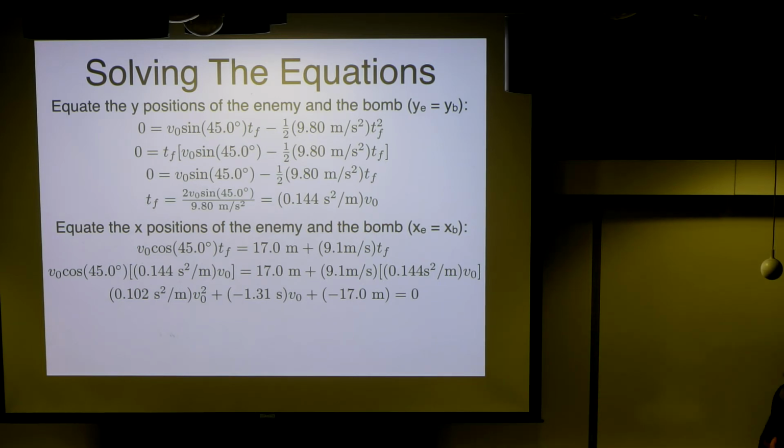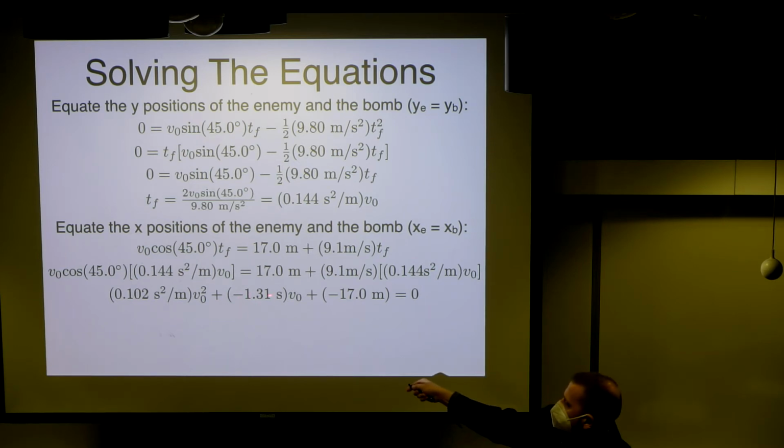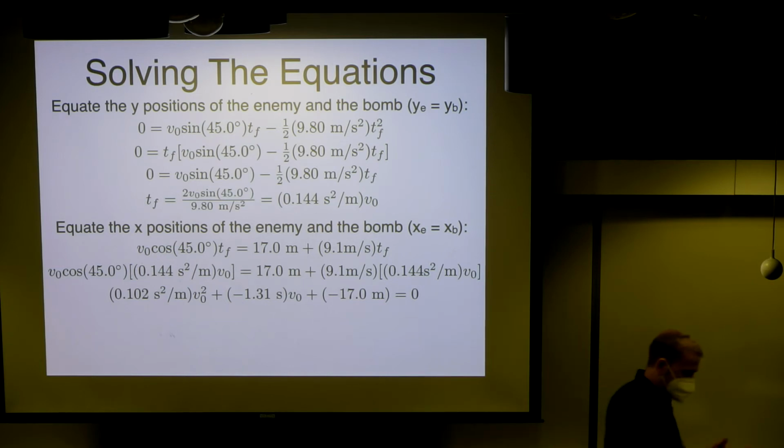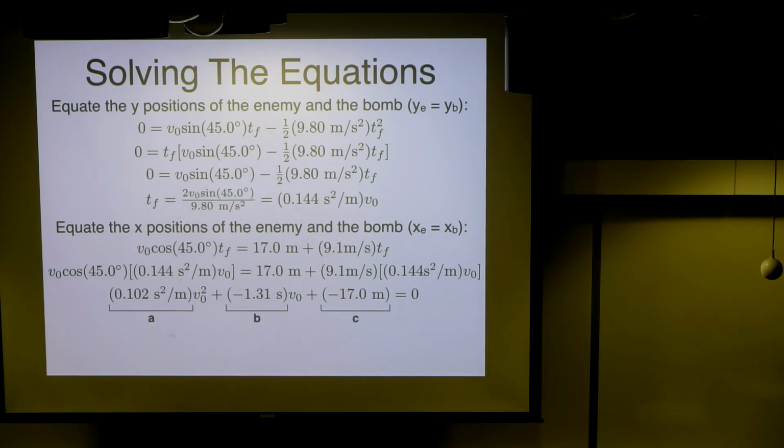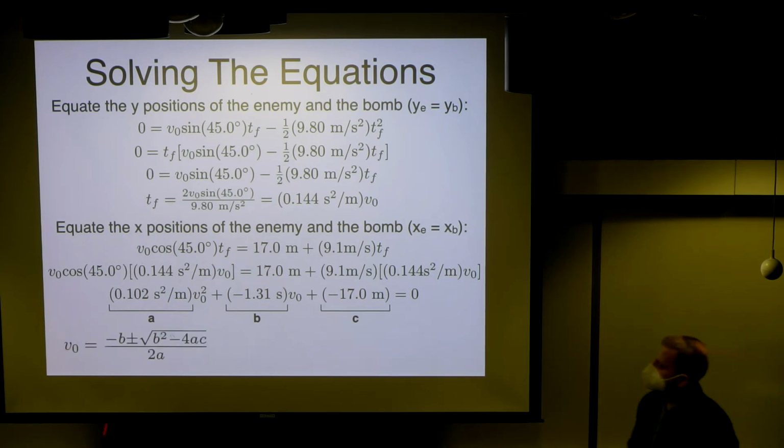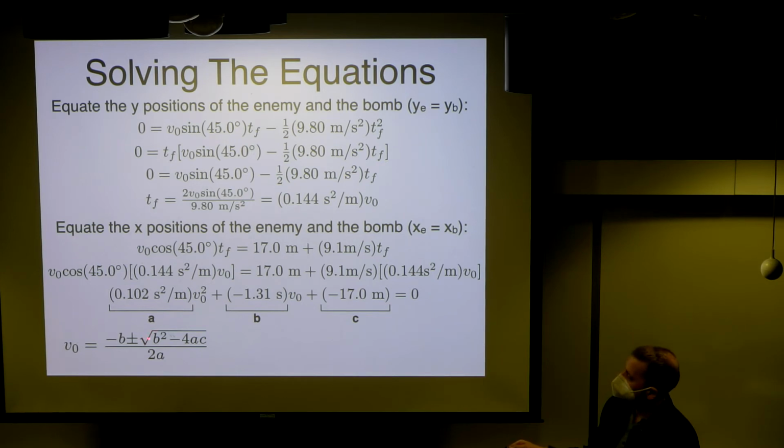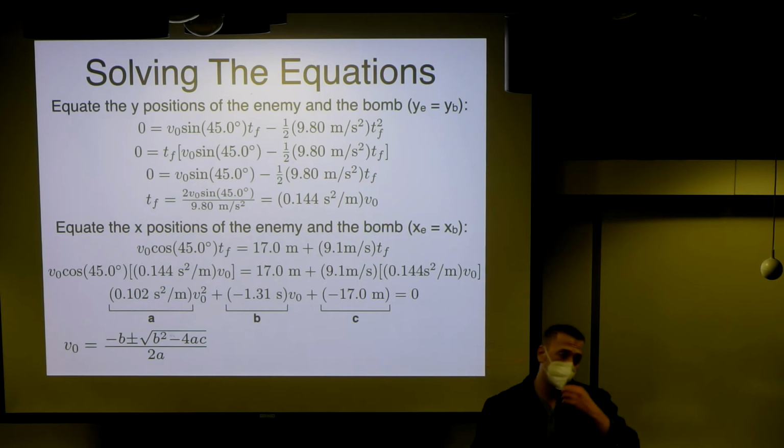So someone tell me, I have A, B, and C in the quadratic formula. Which term is A in this case? 0.102. That's the A term, right? Because it's multiplying V naught squared. What's the B term? Negative 1.31. This is my B term, and then this would be my C term, right? So just plug all that into the quadratic formula, A, B, and C. Remembering that to solve it, we have minus B plus or minus square root B squared minus 4AC over 2A. You're definitely going to use this formula on the test, so remember it, okay?